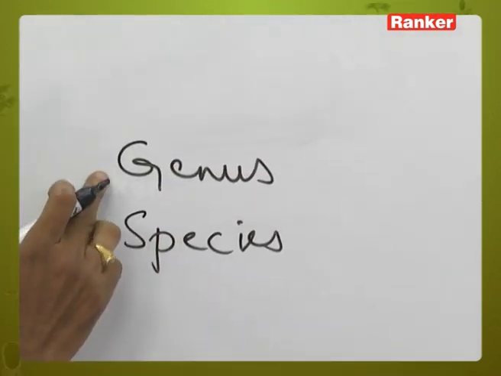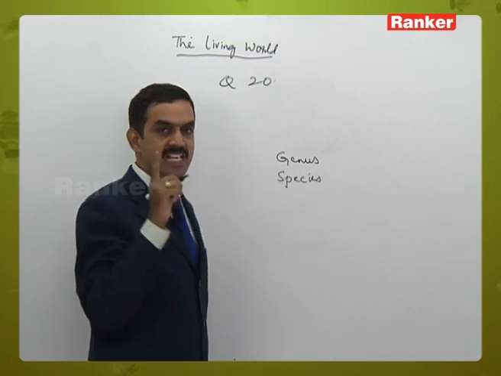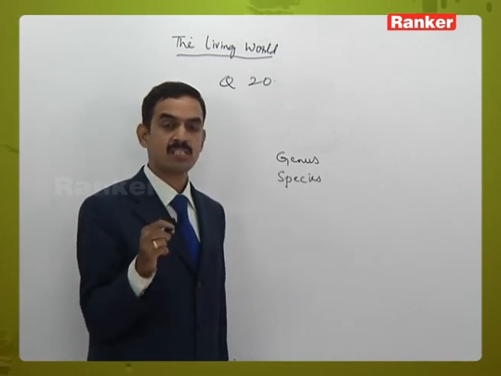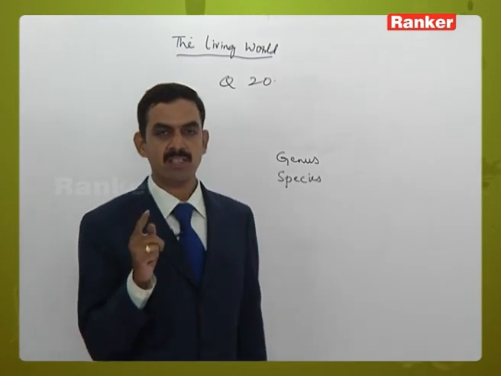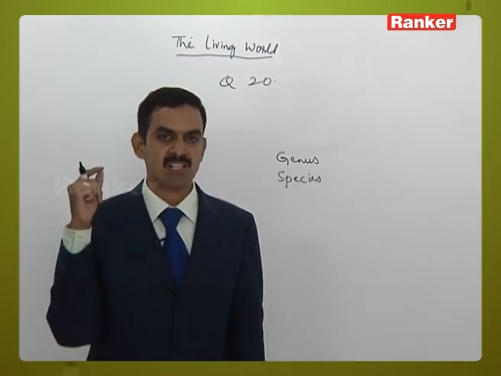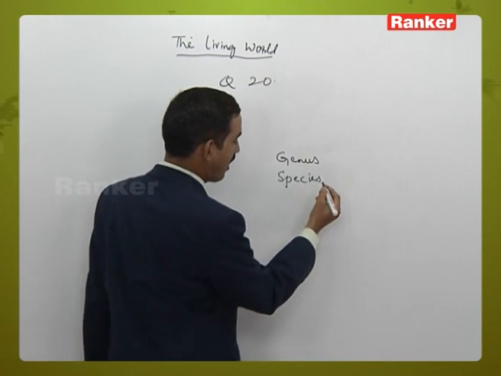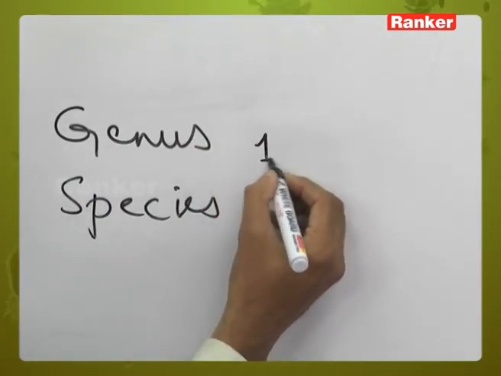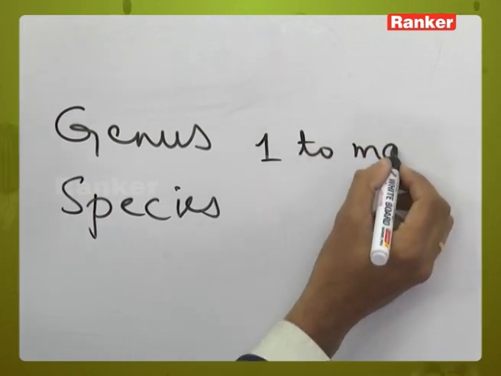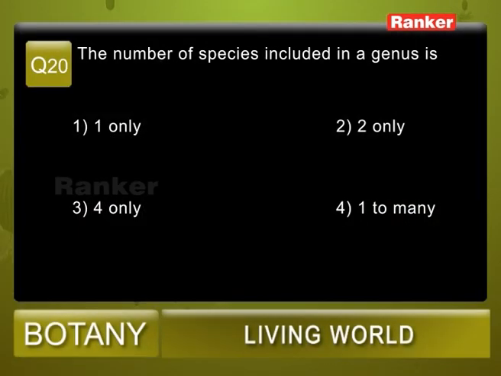That means one genus may contain at least one species, or sometimes more than one species also. That means the minimum number should be 1. The maximum number is not restricted. So the number of species present in one genus ranges from 1 to many. So question number 20, the correct answer is 4.